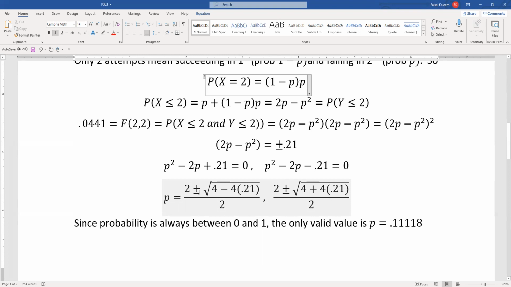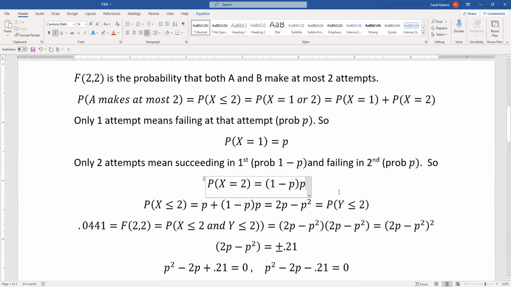When you take the plus, it actually gets bigger than 1, and here also one of the answers is bigger than 1 and the other is negative. So all of those answers which are bigger than 1 or which are negative are out. This is the only one. So we got little p equals 0.1118.